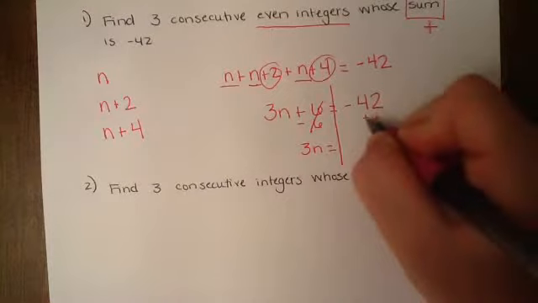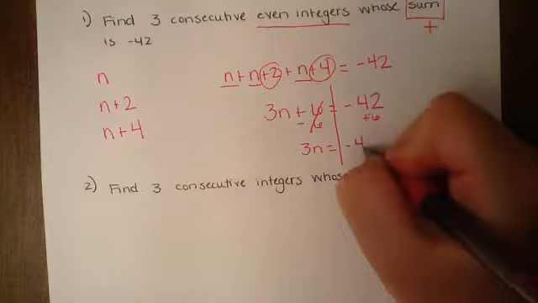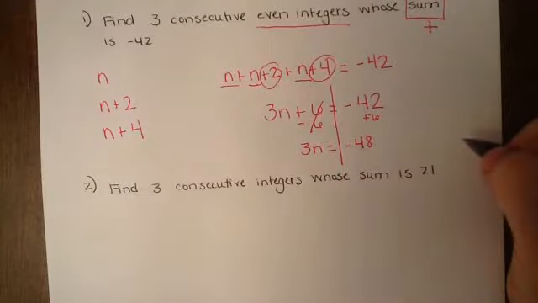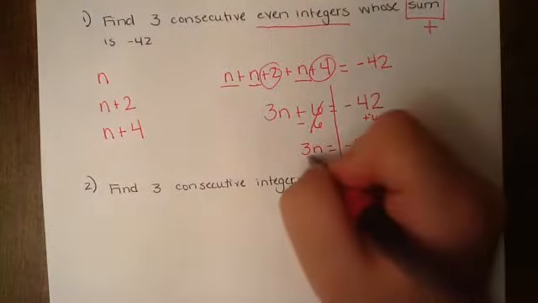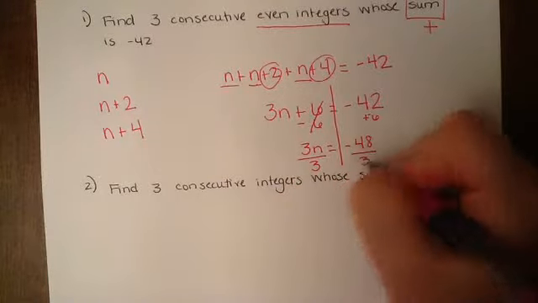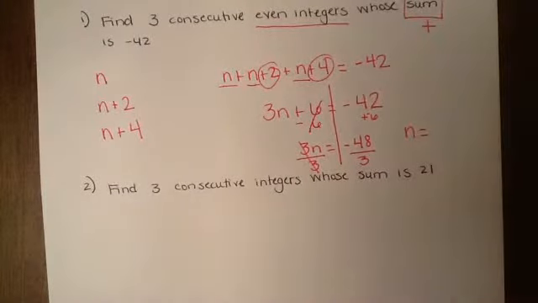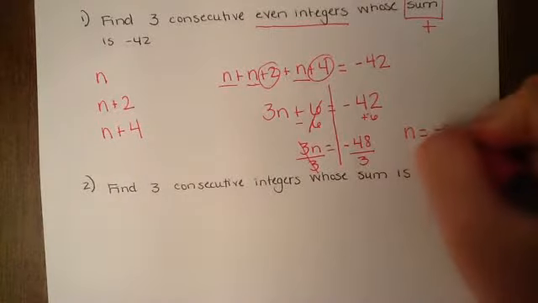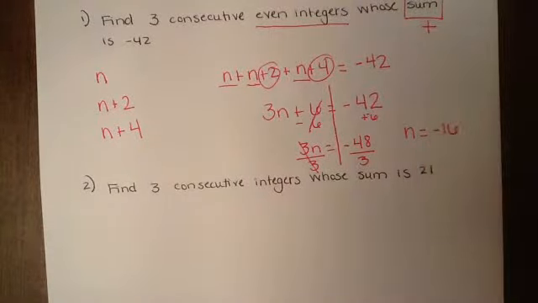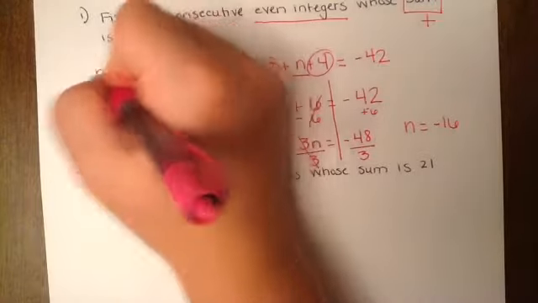3n equals -48. And how do you get rid of a times 3? Divide by 3. 48 divided by 3. -16. Okay. So that is what n is. So that's our first number.